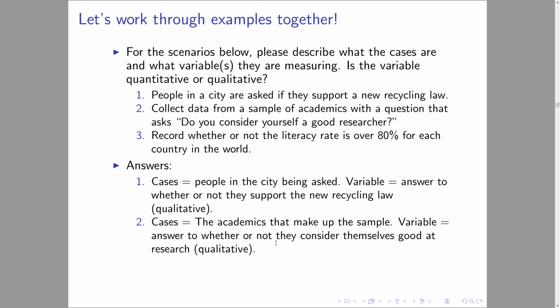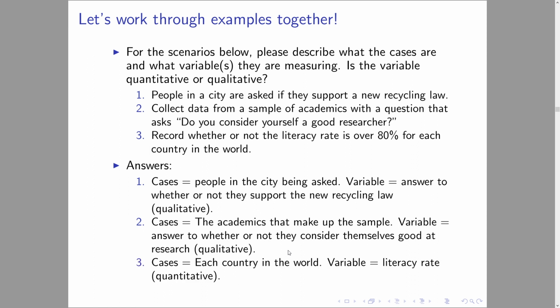For the second scenario, the cases are the academics that make up the sample. So the academics that were asked this question effectively. And the variable is similar to scenario one. It's their answer to whether or not they consider themselves good at research. And it's qualitative because they might have a selection of answers to pick from. Yes, no, maybe, kinda. It depends on how they structure the questionnaire.